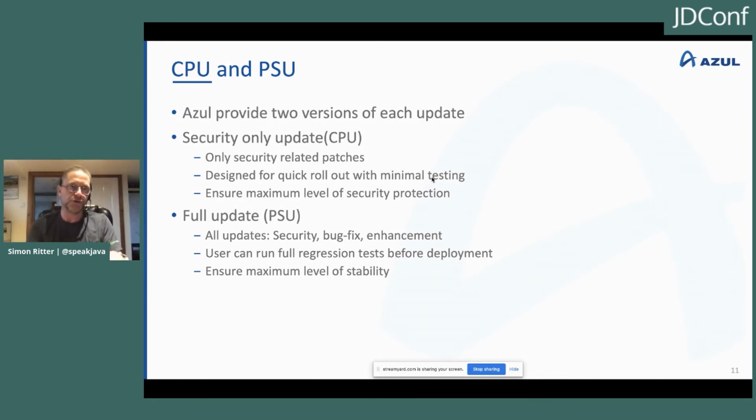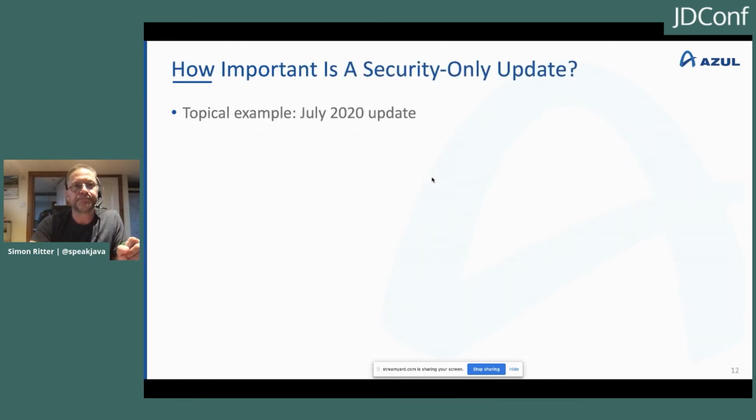The second version is called the PSU, or Patch Set Update, and that's a full update, including security fixes, bug fixes, any minor enhancements for performance, whatever, any other source code changes. What you can then do is you can say, okay, I've deployed the security update, got my system secure. I'll then spend longer testing my applications against the update because there might be some things that have an impact. And then once I'm happy with that, I deploy that into my data center. So that gives you the maximum level of stability.